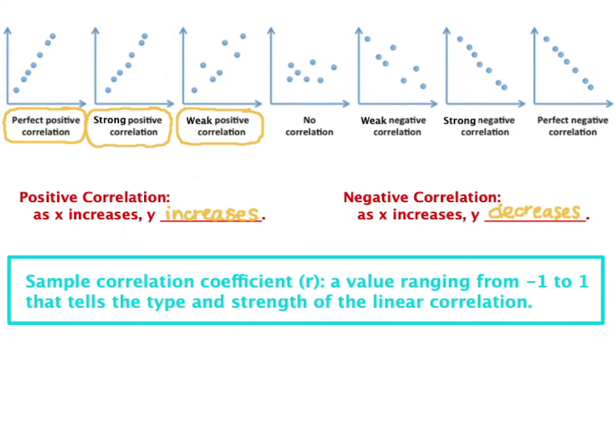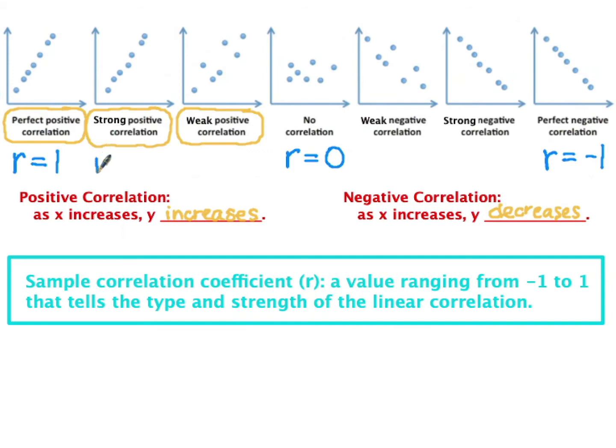We're going to talk about a number that describes how much of a correlation there is, and that's called the sample correlation coefficient, r. We'll use the letter r to stand for correlation coefficient, and that value will range from -1 to 1, depending on how strong the correlation is. And so a perfect positive correlation will have an r of 1. A perfect negative correlation will have an r of -1. If there's no correlation, you'll see a value close to 0.